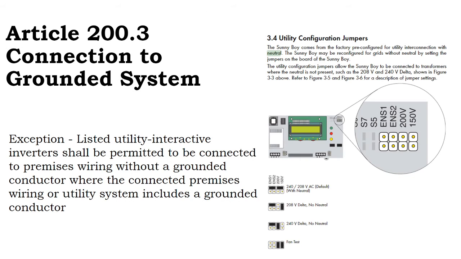You can find utility listed grid interactive solar inverters that are for 240 without a neutral configuration. So you can wire some of these inverters without the neutral on that air conditioning circuit. It's kind of advanced. I've never actually done this before, but it is possible.